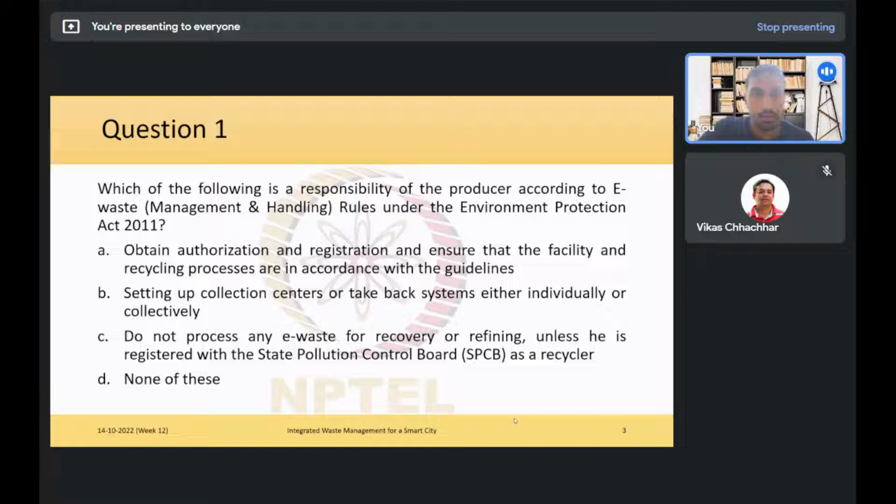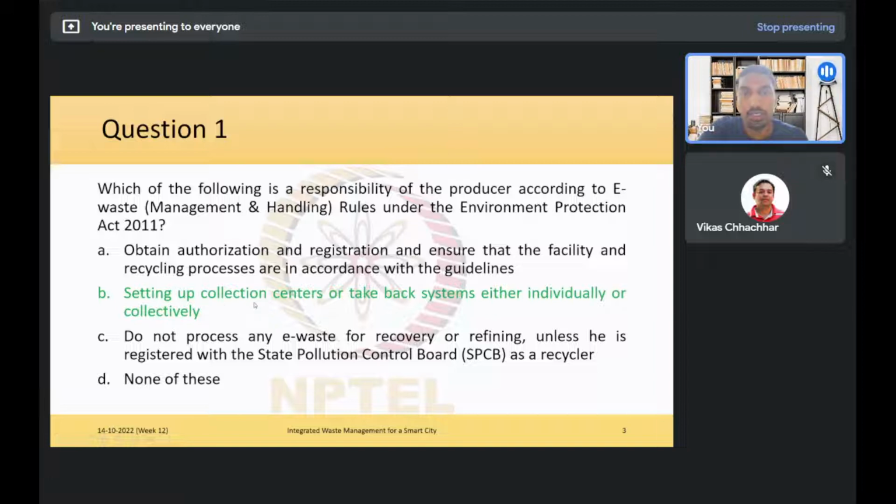Okay, we have one answer, option B. So we'll take a look at the correct one. Option B is the right answer. Setting up collection centers or take back systems, either individually or collectively, is the responsibility of the producer of the electrical components or products, according to the e-waste management rules.